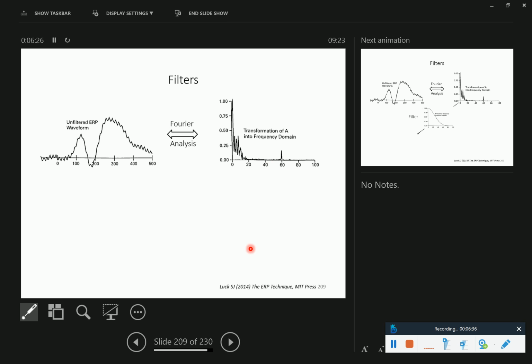Because this is straight from the Luck book. So this is signal amplitude, and this is frequency content. More specifically, I guess it's some normalized power, but we will see that in a second. So this would be now the transfer of the time domain signal into the frequency domain, and then a filter can be understood as doing some weighting in the frequency domain.